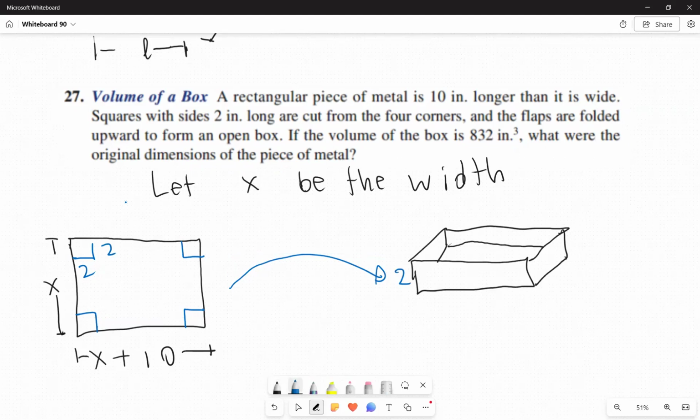That comes from the squares. And then when we cut the box, I'm going to use a different color. So that's x minus 2 minus 2, that's going to be x minus 4. And then x plus 10 minus 2 minus 2, that's x plus 10 minus 4, that's x plus 6. So these are the dimensions of the box: 2, x plus 6, and x minus 4.